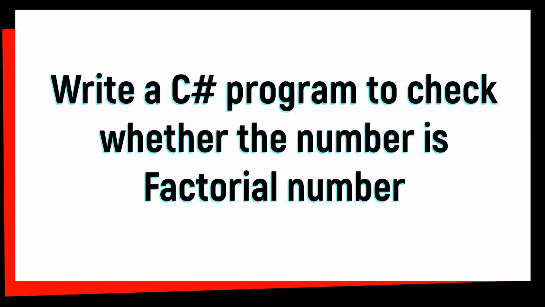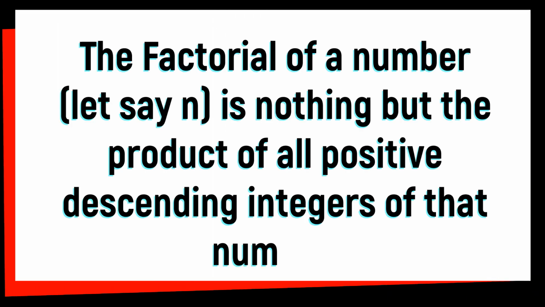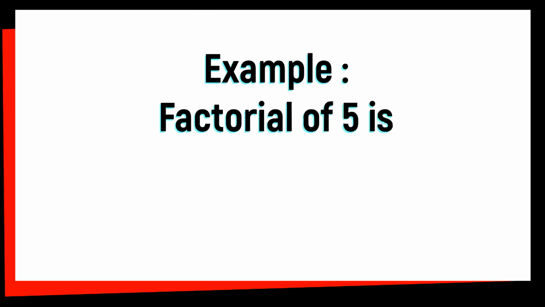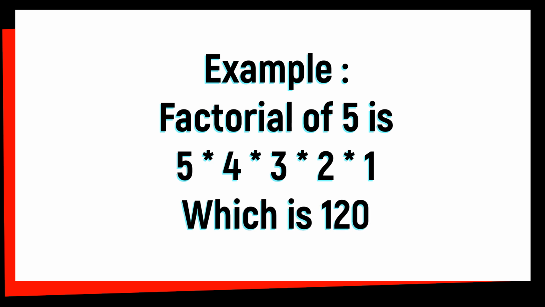Write a C# program to check whether the number is a factorial number. So what is the logic for factorial number? The factorial number is nothing but the product of all positive descending integers of that number. What does that mean? Let's see an example. For example, for factorial of 5, we have to decrement the number and then multiply those numbers. So we will get the factorial number.